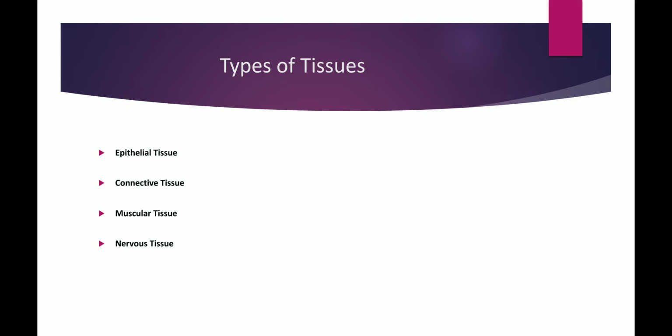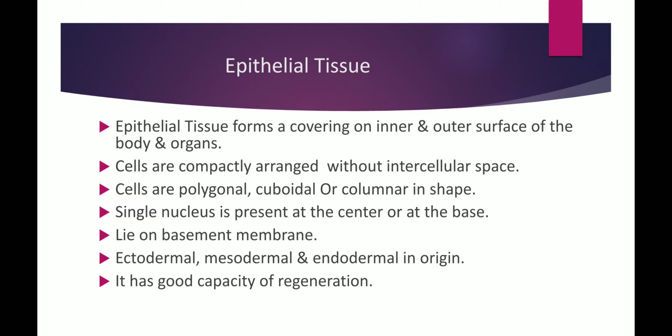The types of tissues. In animals there are four types of tissues: epithelial tissue, connective tissue, muscular tissue and nervous tissue. First of all, we will discuss epithelial tissue. Epithelial tissue is also called epithelium. The word epithelial has two parts. The first is epi. Epi means above and thelium means layer of cells.